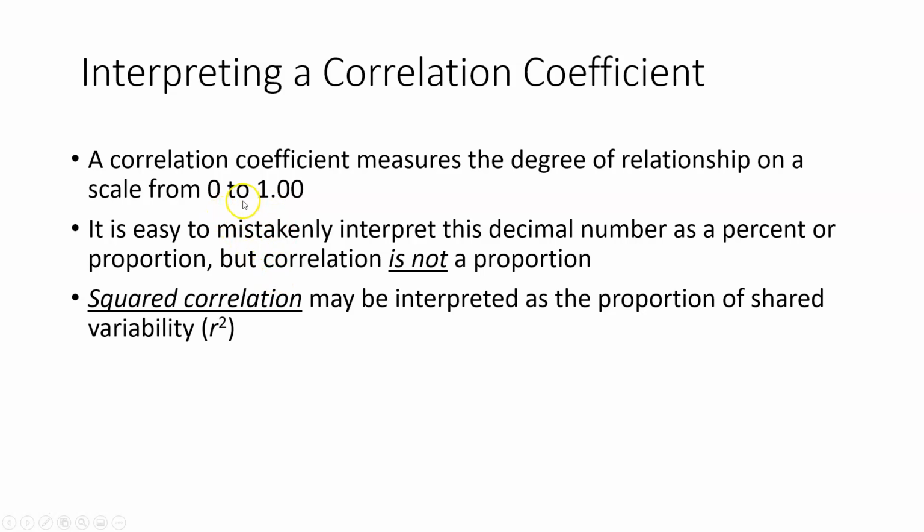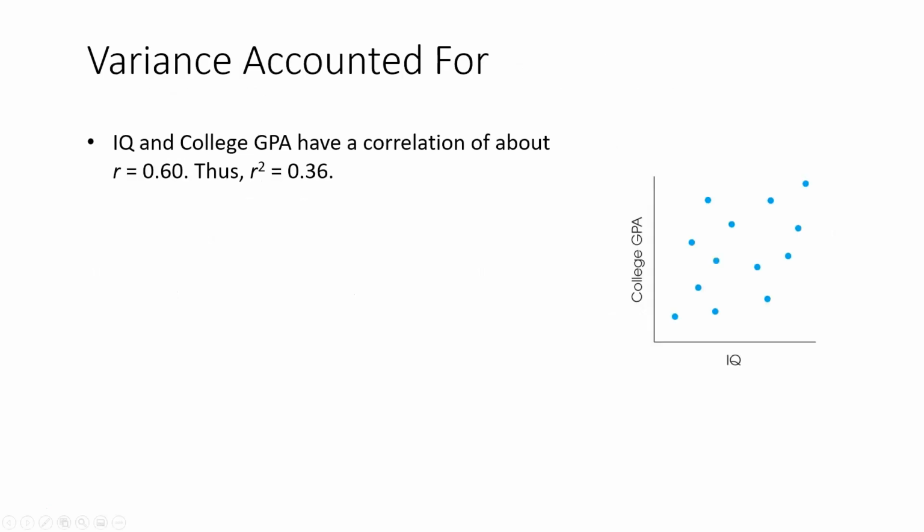That said, because the correlation is indicated by this letter R, if we square it, then we can interpret a squared correlation as the proportion of shared variability between the two variables. So if you take this R value and square it, then you can interpret that value as the proportion or the percentage of variability that's accounted for by the relationship between the two variables. So it's the percentage of variance accounted for by the two variables together, the shared relationship of the two variables. Here's an example.